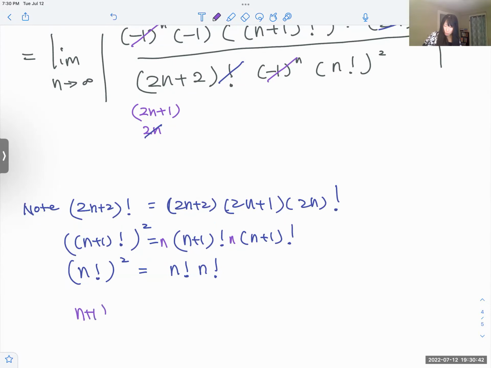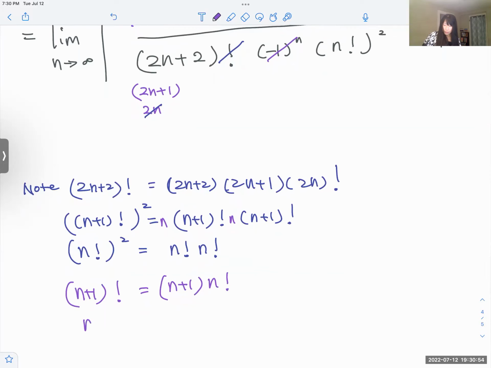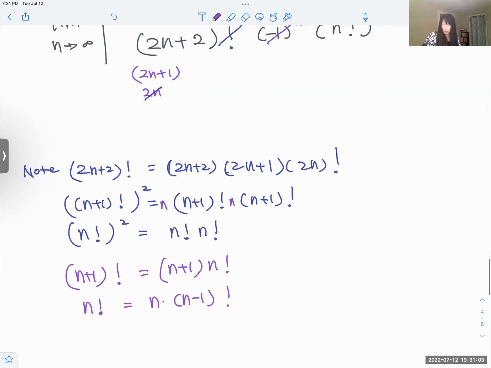So n plus 1 factorial means we start at n plus 1 and then reduce by 1 there. We can express it this way. And n factorial means we start at n, then n minus 1 factorial, right? For your information, 5 factorial means we start at 5 times, reduced by 1, which is 4 factorial. It's the same, okay?